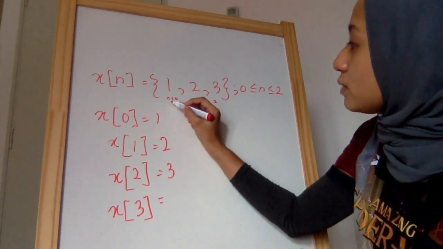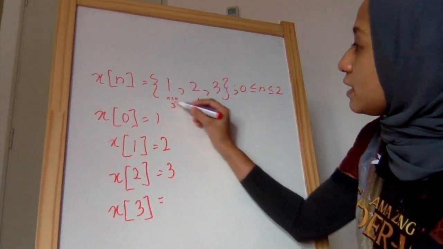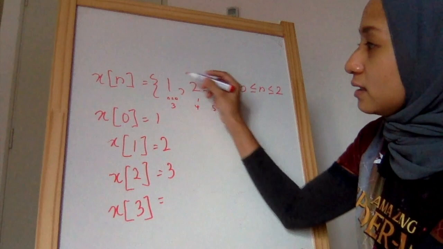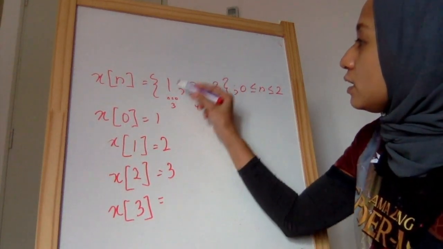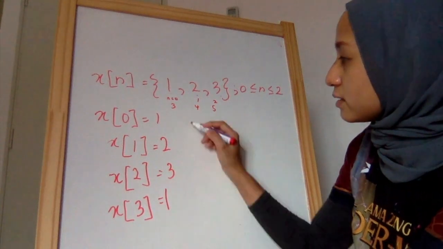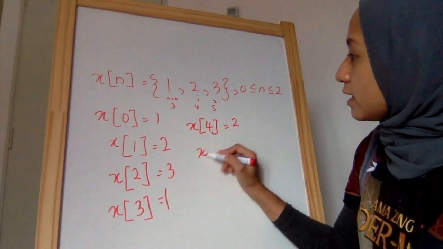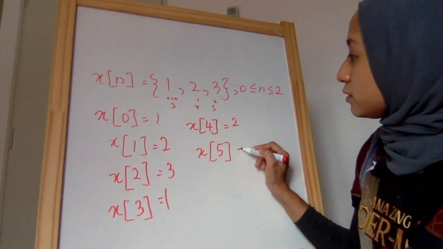When n is equal to 3, it will be circulated. This value keeps circulating. So 0, 1, 2, 3, 4, 5. So your x3 is equal to 1, x4 is equal to 2, x5 is equal to 3.